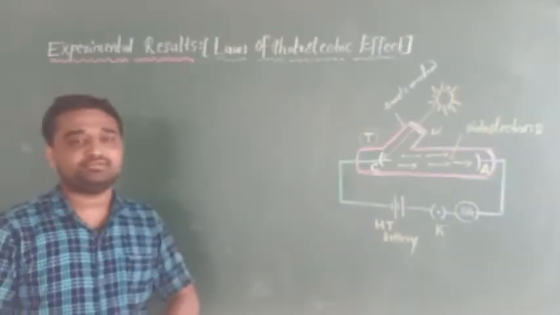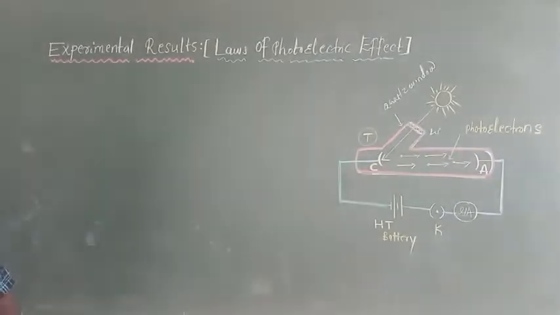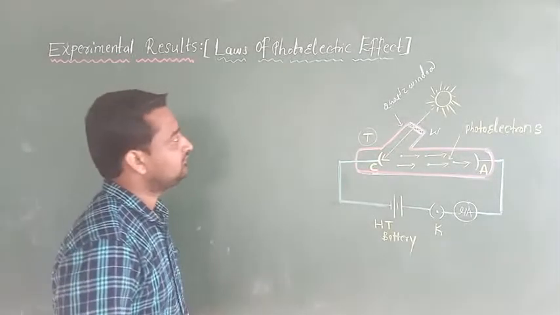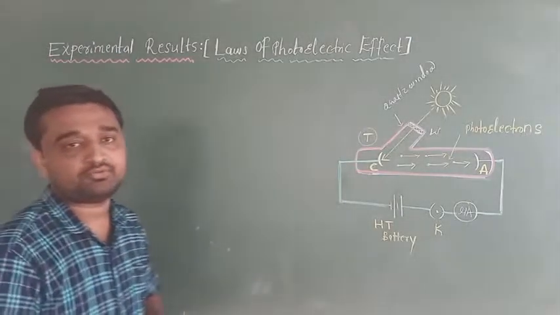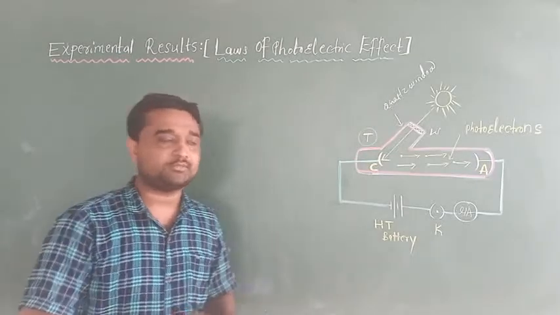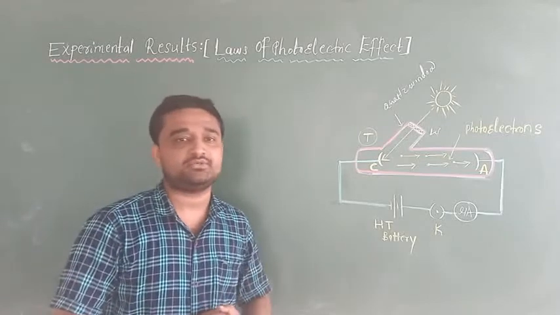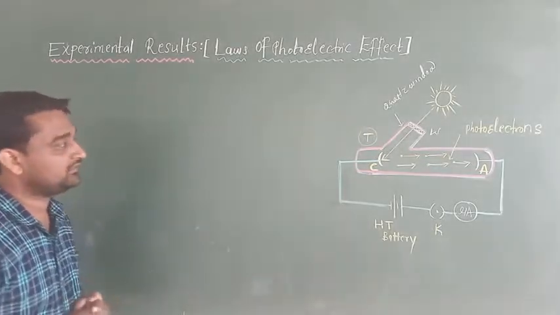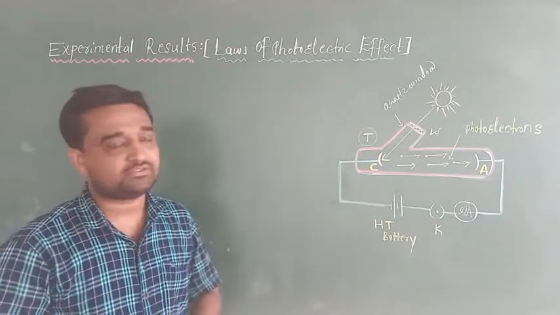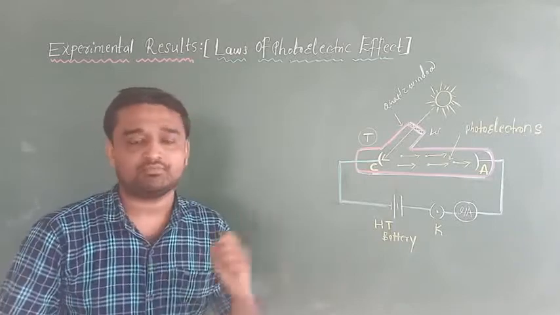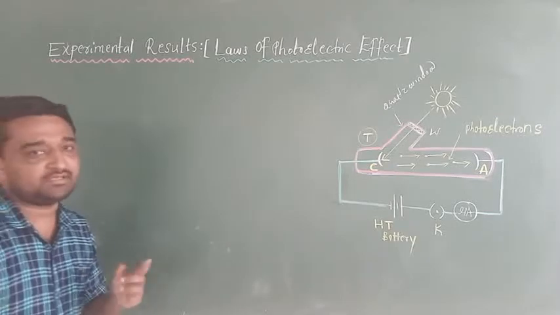We have been discussing the chapter Dual Nature of Radiation and Matter. In the previous class, we discussed the introduction part of the chapter, that is, what is electron emission. The process of emission of electrons from the metal surface is called electron emission, and we discussed three different types of electron emission: thermionic emission, photoelectric emission, and field emission.